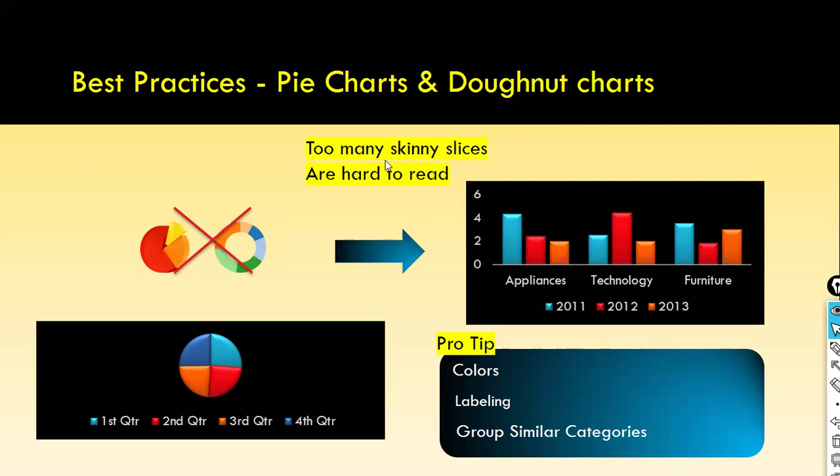And if you want to compare the performance across the groups, you can go for this kind of chart. And the tip on colors, what kind of colors you can use: you can use light to bright colors, but don't use too bright or too light colors. For labeling, always specify the labeling and group similar categories. Sometimes I have more number of categories.